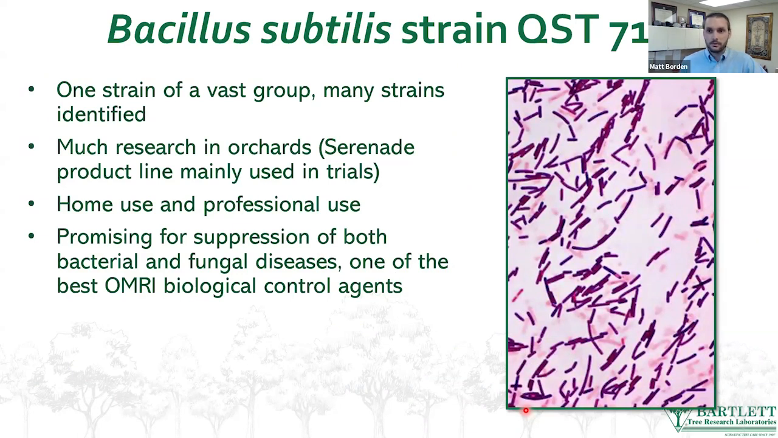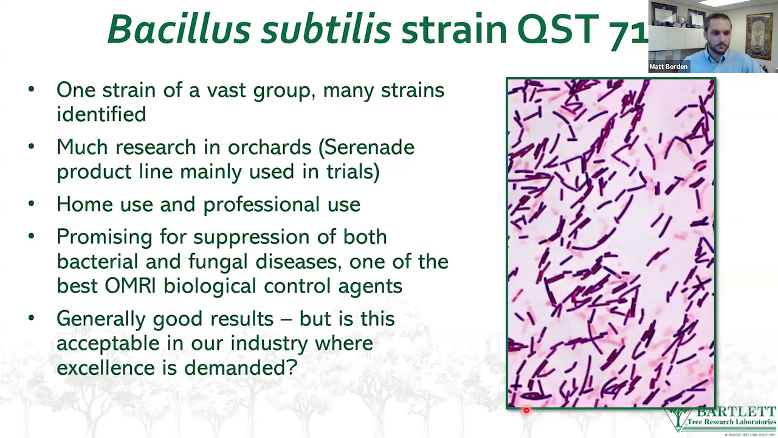Bacillus subtilis, strain QST713. These are in the Serenade product range. In our industry, it's Cease, which is on the next slide. These are available for both professional use and homeowner products. As far as biological control agents, I think this type of Bacillus subtilis product is probably the best known. And these generally have good results.